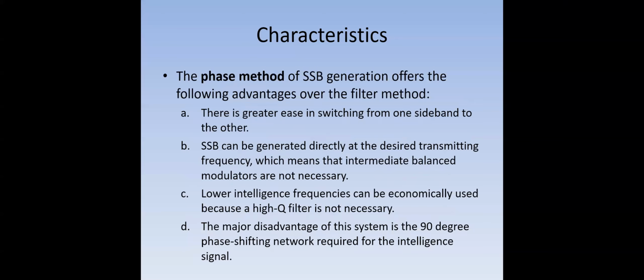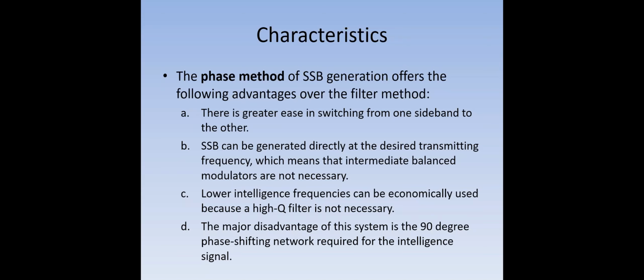All right, the phase method of single sideband generation offers the following advantages over the filter method. There is greater ease in switching from one sideband to the other. The single sideband can be generated directly at the desired transmitting frequency, which means that the intermediate balance modulators are not necessary, which is another component not applicable here, and it also saves money and weight. Lower intelligence frequencies can be economically used because a high Q filter is not necessary.